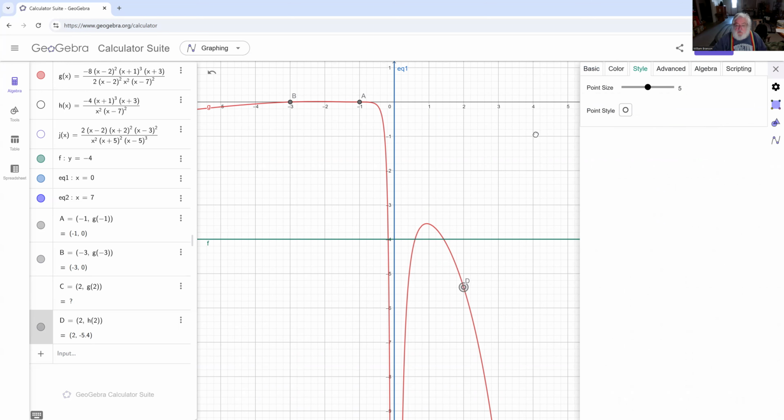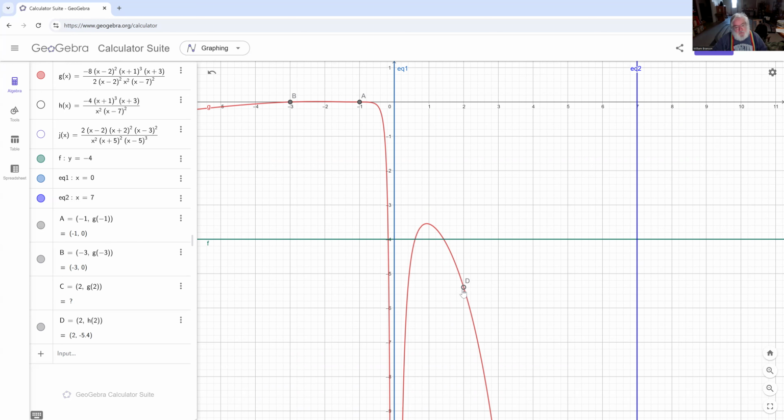We want a little hole at that point because this function g of x is not defined there, but it behaves as if it was this h of x. So if things cancel out entirely, you get a hole instead of a vertical asymptote. And so there's our graph.